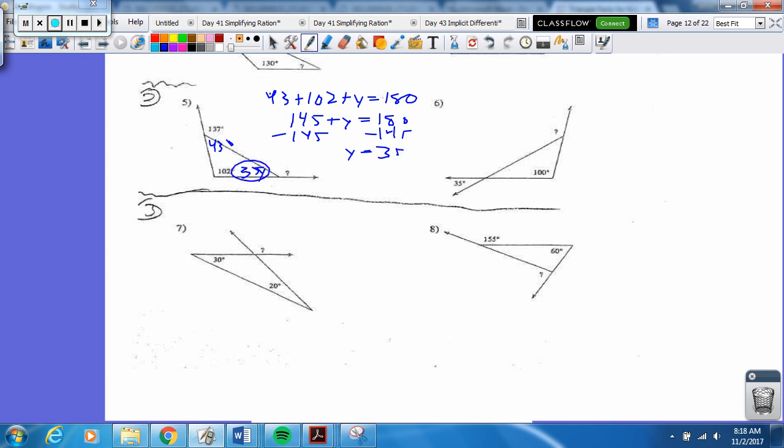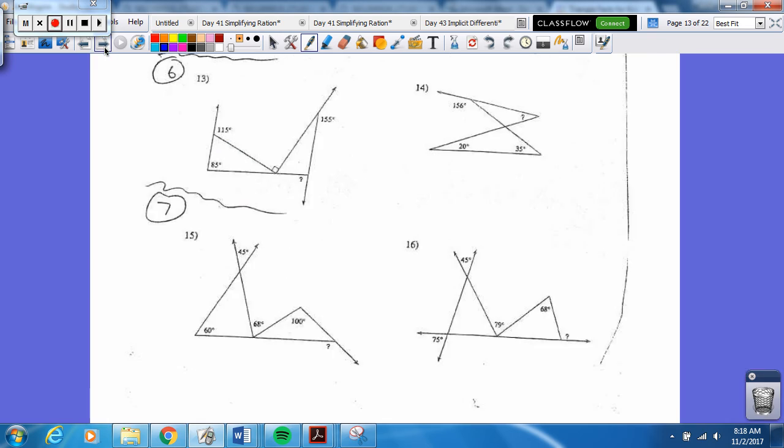But we're not done, because the question mark, let's call that z. We called it z on the last one. So 35 plus z is 180 because these are supplementary. Subtract 35, and z is 145. Did you get it? 145? Hopefully you did. All right, let's try one more. Then you are on your own to do the rest on these two pages.